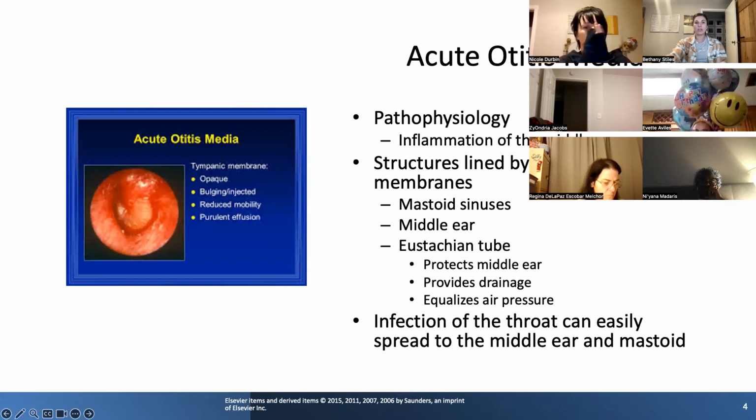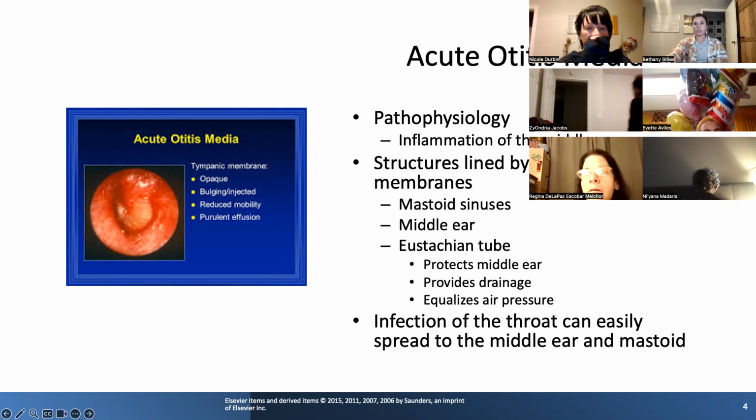Otitis media is an infection of our middle ear. So our middle ear opens into our mastoid sinuses and is connected to the throat by our eustachian tubes. They're lined with mucous membranes, which makes it really easy for infections of the throat to spread into the ear.